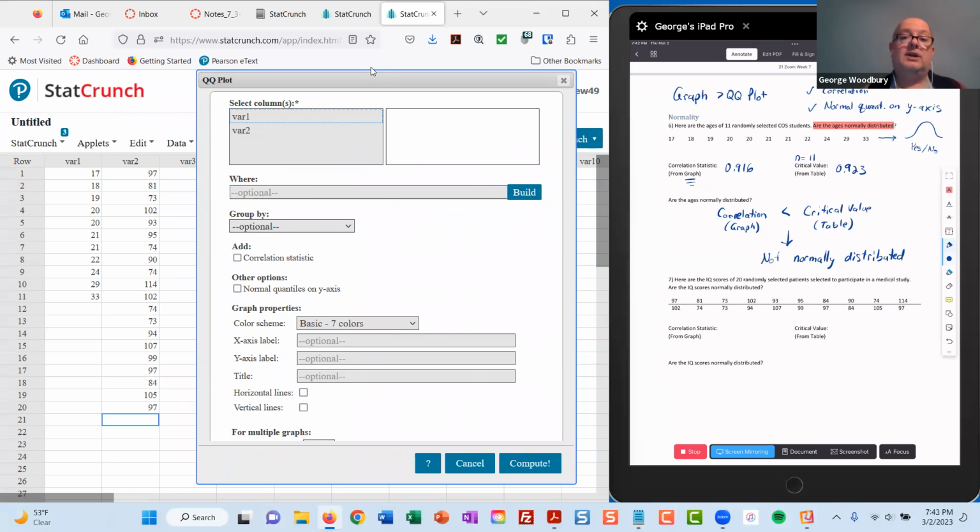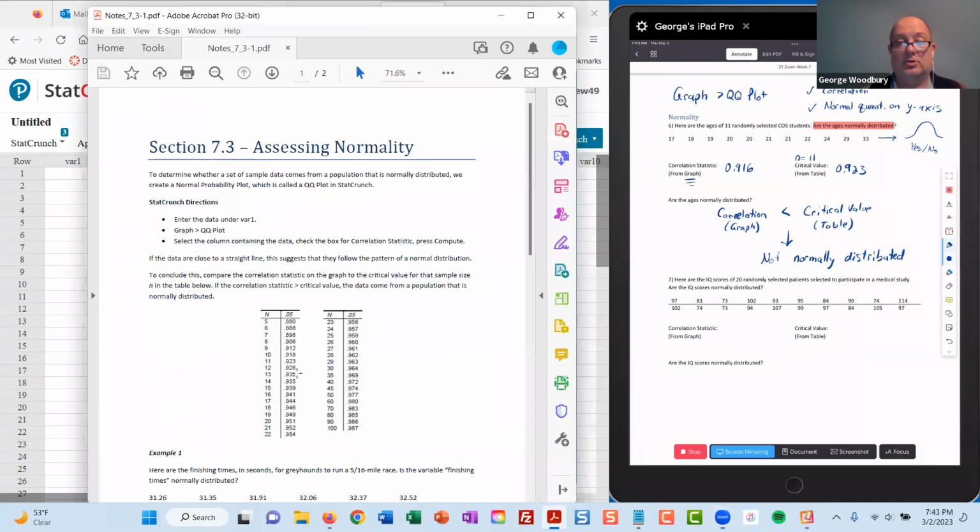Now, typically it gives you 3 decimal places, but every once in a while it'll only give you 2. So you just write down whatever it does give you. Yeah, so for the chapter 7 activity, there's a couple of problems that ask you for normality. The graph you're going to make is the QQ plot, and then you're going to use this table to get the critical value from it.